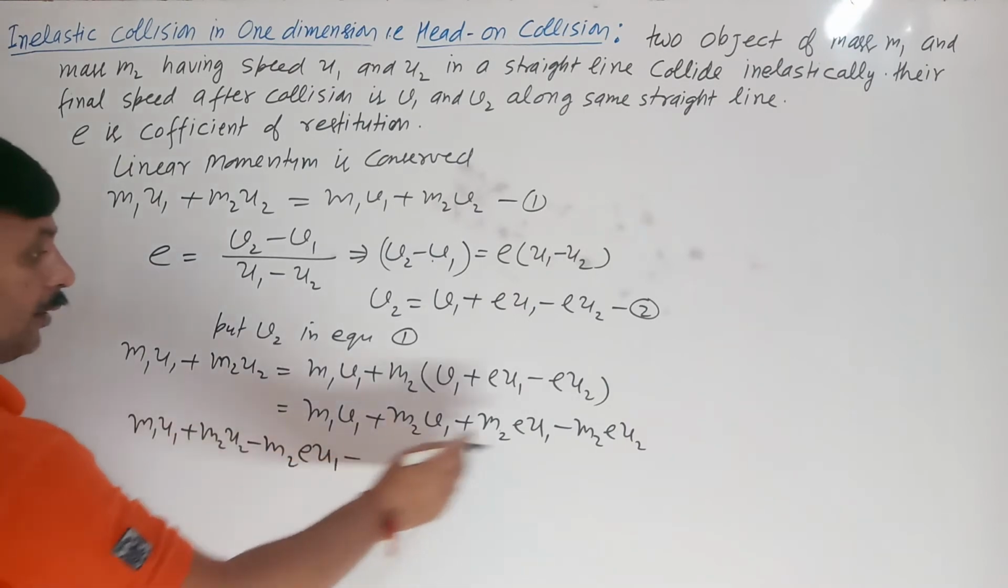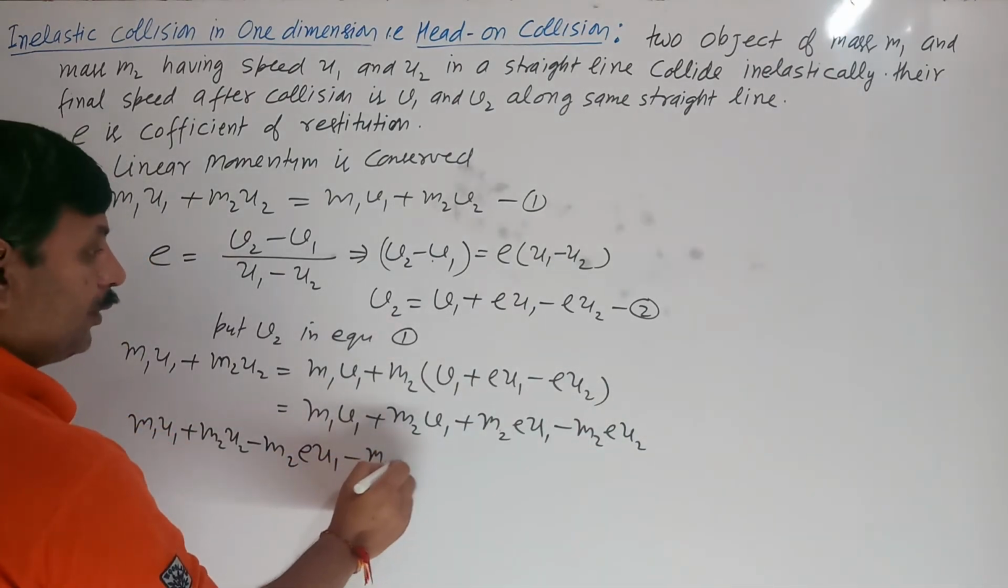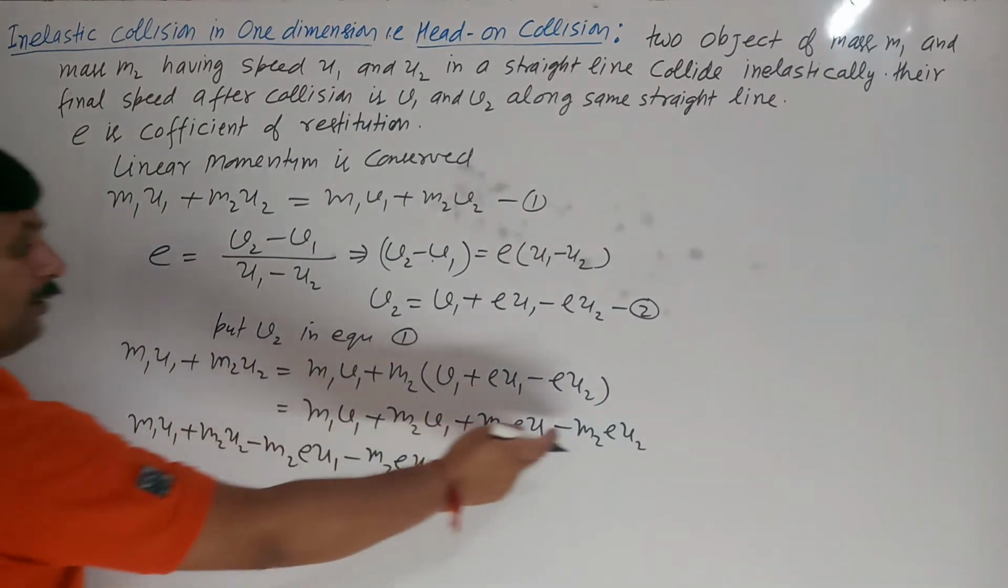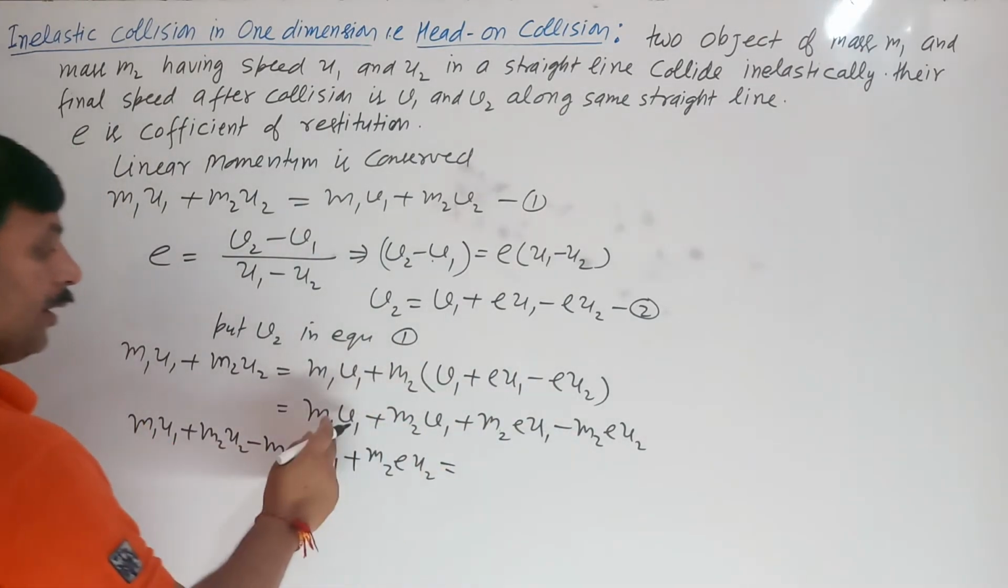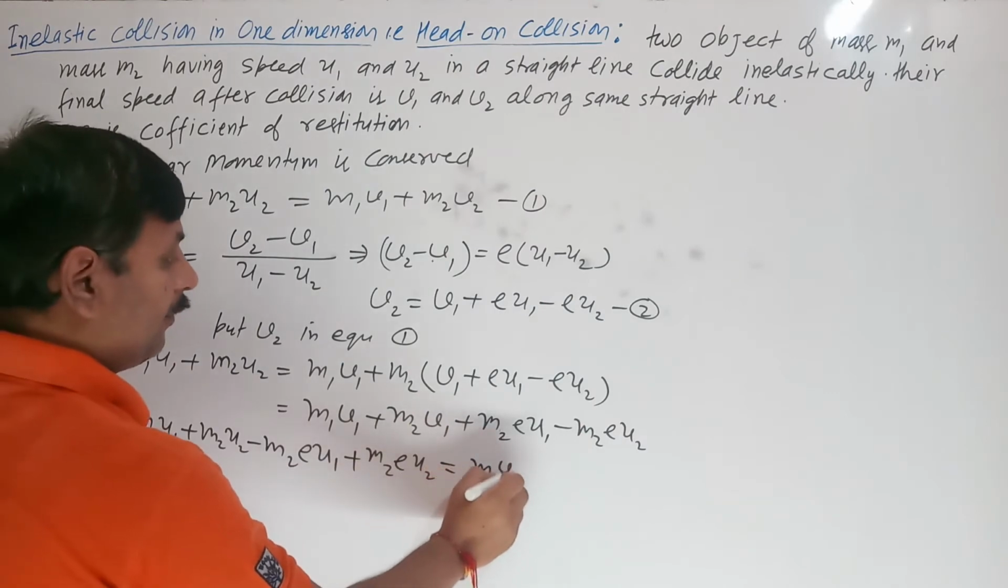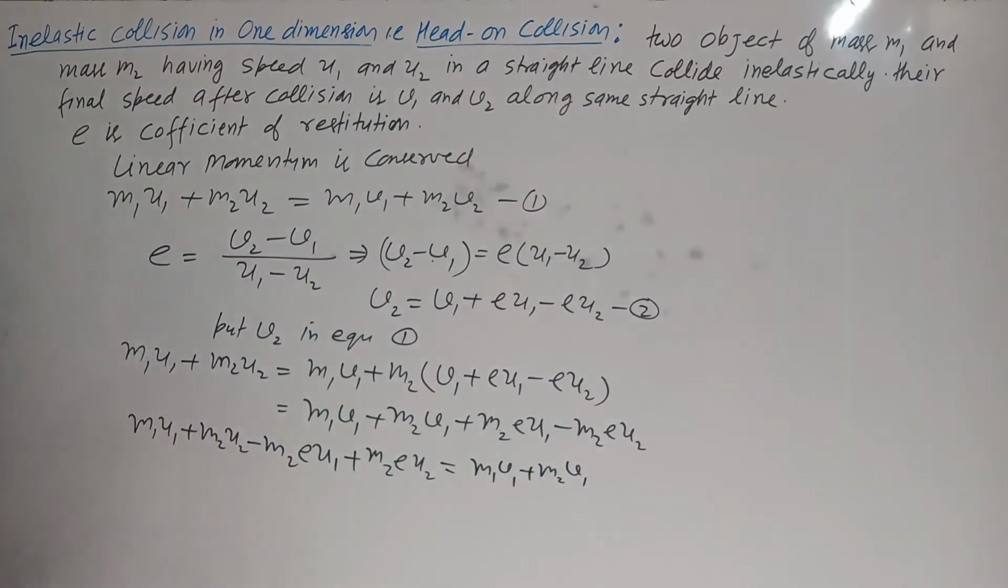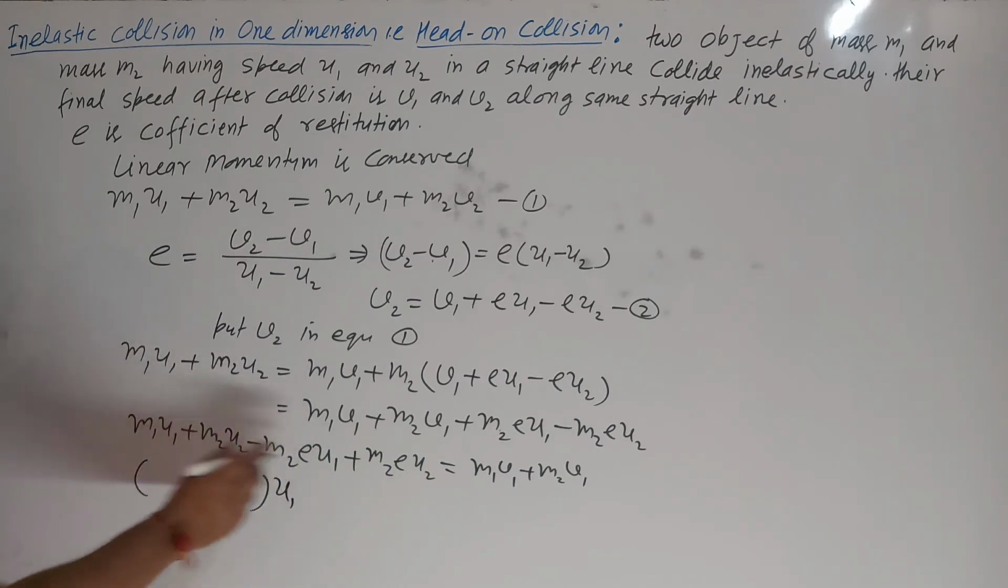M2E U1, M2E U2. This I have taken. So this becomes minus, this becomes plus. Here M1 V1 plus M2 V1. So V1 we will take common. Here we can see M1 U1. So this U1 I have taken common. So what will be the remaining in these two? So M1 minus EM2.